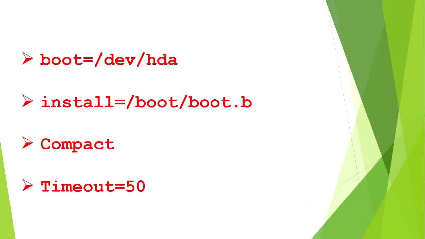Boot equal to /dev/hda. It tells Lilo where to install the bootloader. In this case, it is going to install into the master boot record of the first hard drive. Install equal to /boot/boot.b. It tells Lilo what to use as a new boot sector. Compact. It makes Lilo read the hard drive faster. Timeout equal to 50. It tells Lilo how long to wait at the prompt before booting the default operating system, measured in tenths of a second.